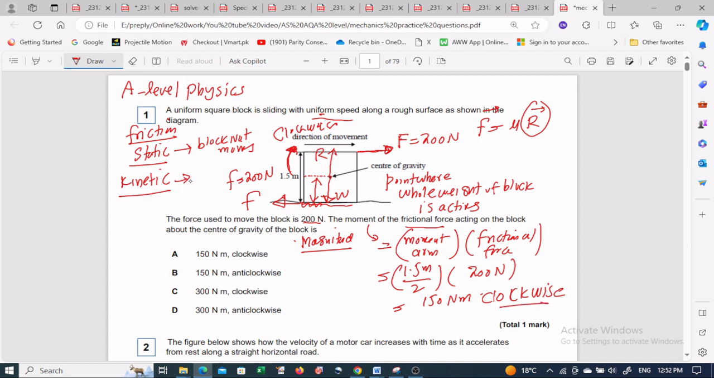This is a very confusing point, why it is clockwise, because the direction of F is towards the normal reaction. You can see that the perpendicular line is in this direction. So if we draw with our finger, we can see that this direction is clockwise. So our moment is clockwise. Okay, thank you.